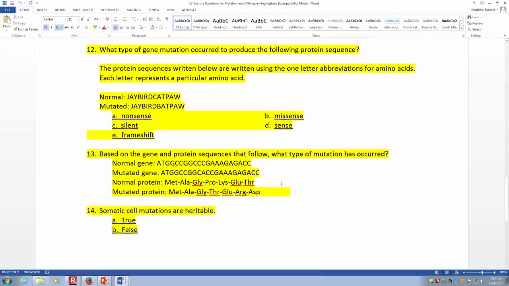And then 13, I give you the normal gene and then the mutated gene, and then both the normal and mutated protein. Based on that, what type of mutation occurred?